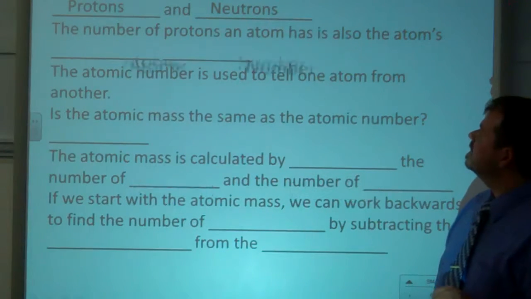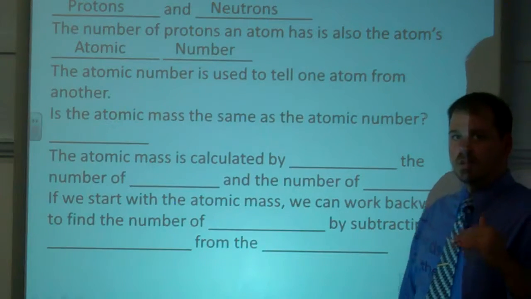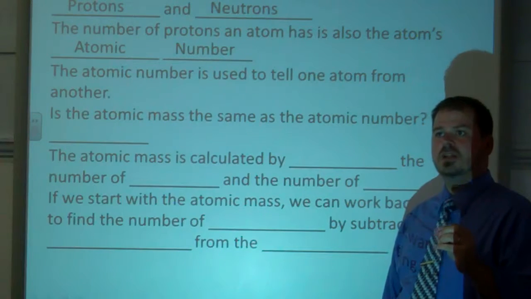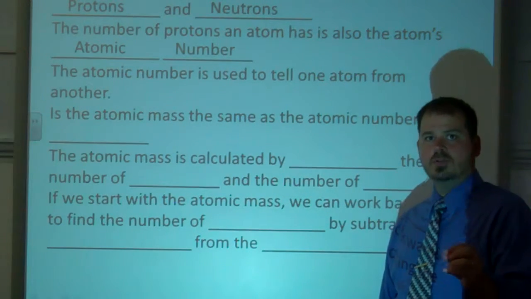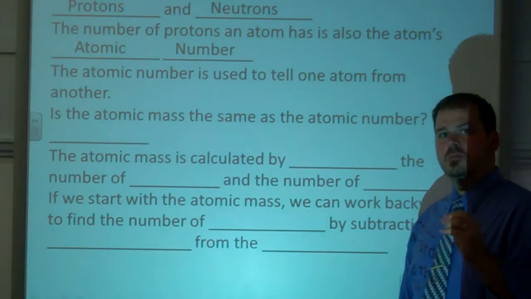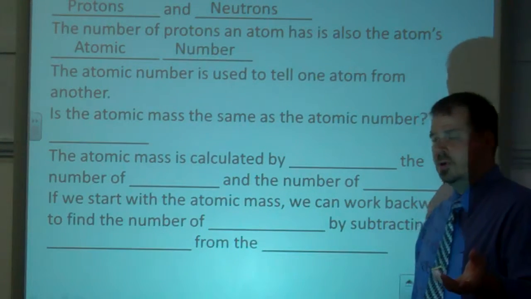The number of protons an atom has is also called its atomic number. We're going to find that on the lower part of the element symbol, and that's going to differentiate each atom from one another. Remember, the number of protons differentiates helium from hydrogen, from oxygen, from nitrogen. Well, they're also going to have corresponding atomic numbers that are different. That's what we're going to use.